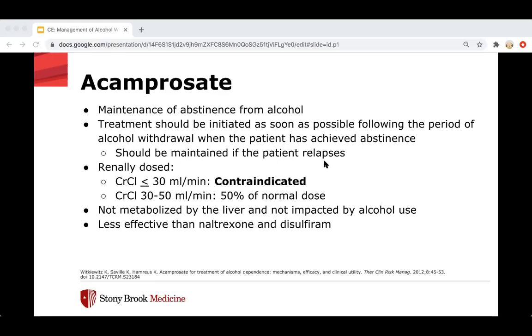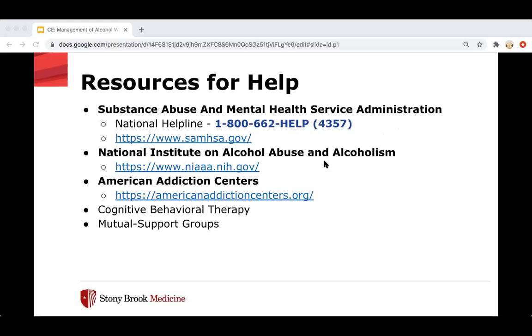It's actually contraindicated if their creatinine clearance is less than 30 mL per minute, and there is a dose adjustment if their creatinine clearance is 30 to 50 mL per minute, you give half the dose. It's not metabolized by the liver and not impacted by alcohol use. So that's kind of its stance away from naltrexone and disulfiram, but it is less effective than naltrexone and disulfiram. So liver function, renal function, and their likelihood of relapsing are kind of the three things we take into consideration when we're deciding which one of these three medications we're going to give our patients.